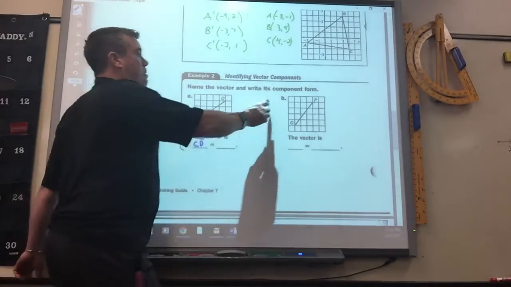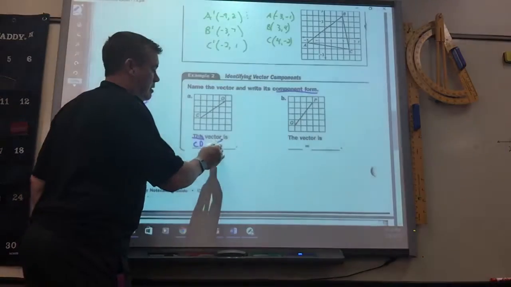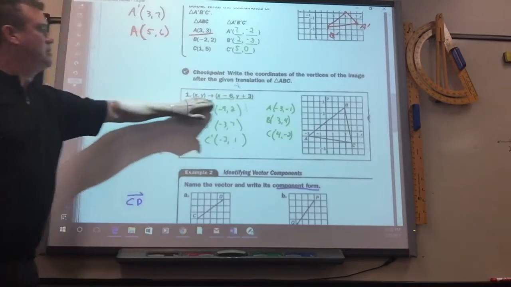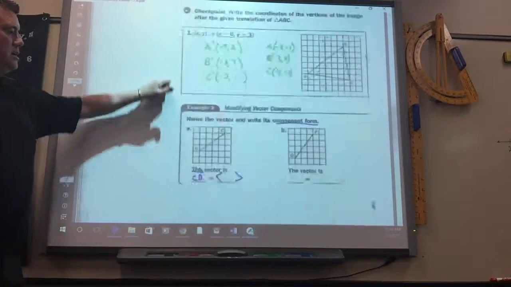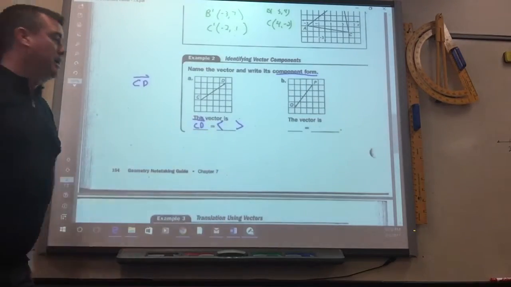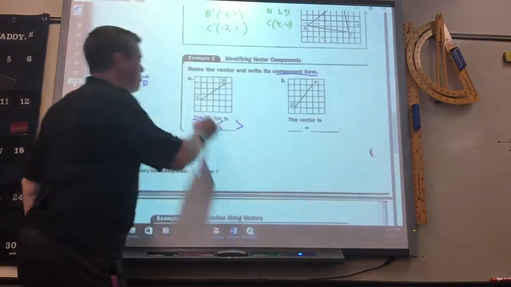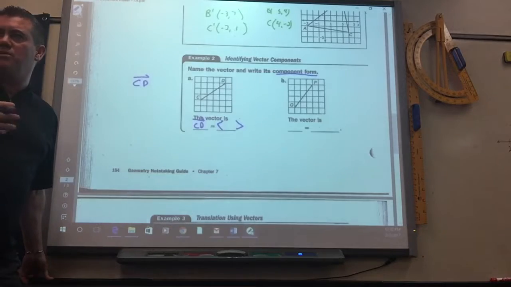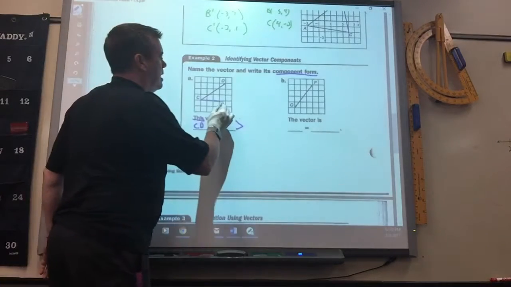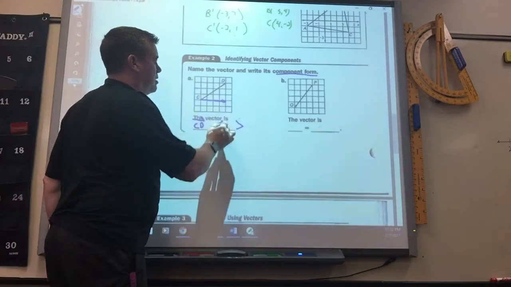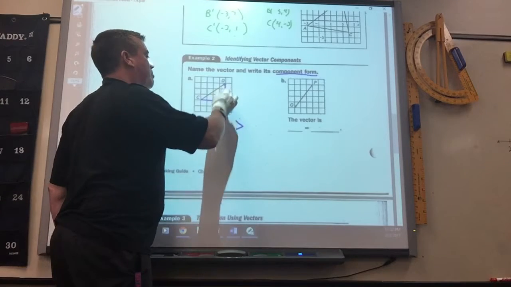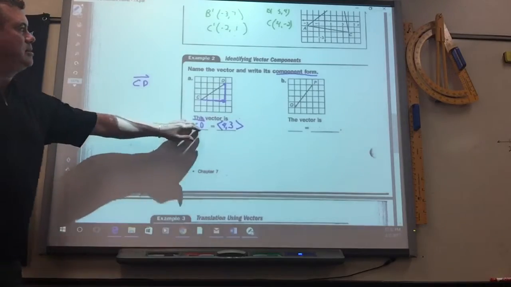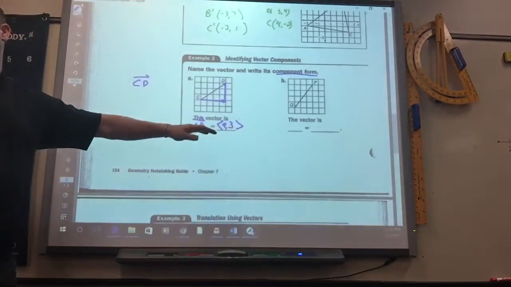And the component form then, instead of writing it like this in coordinate notation, component form is the easy way. It's just, how do you get from the start to here? And remember, it's the opposite of slope. It's the way slope should have been. I go right 1, 2, 3, 4, and I go up 1, 2, 3. Okay, so that's how you name it and write the component form.